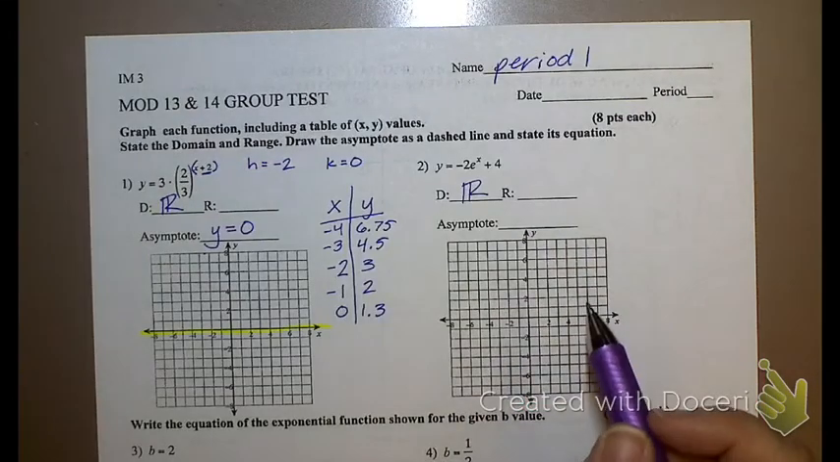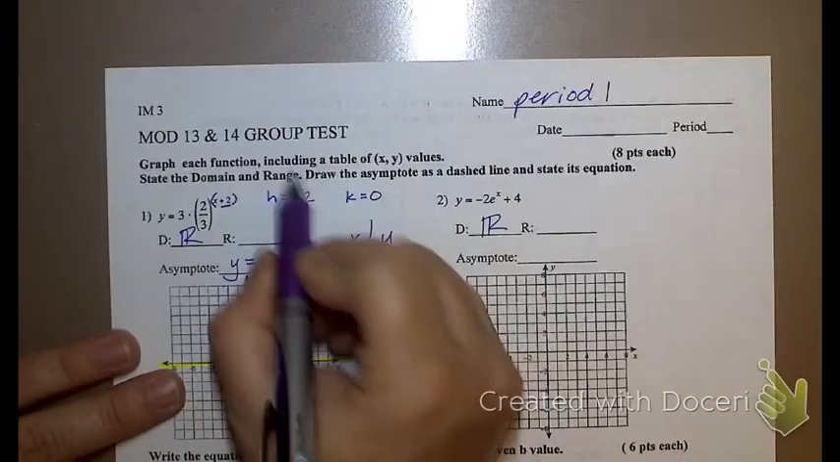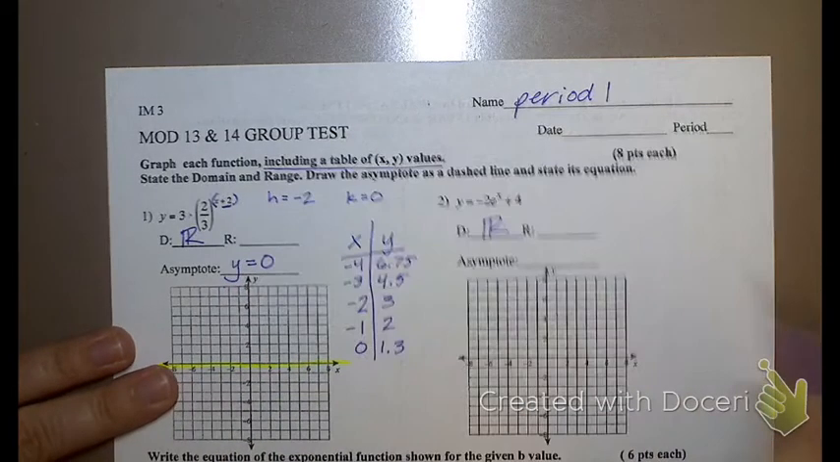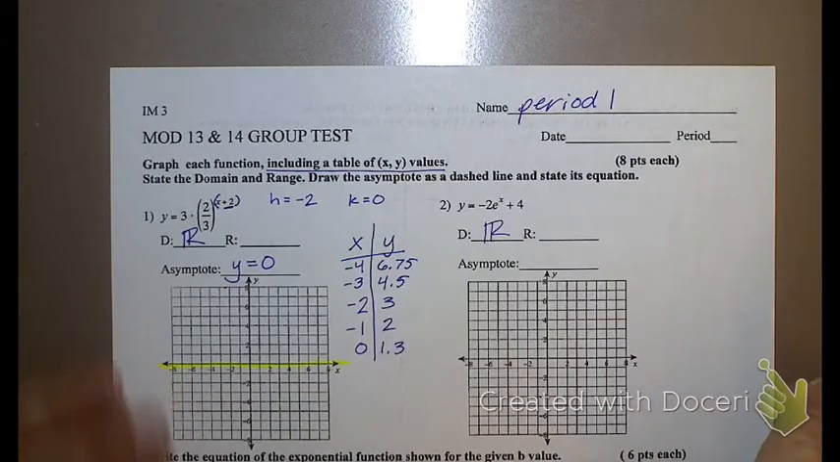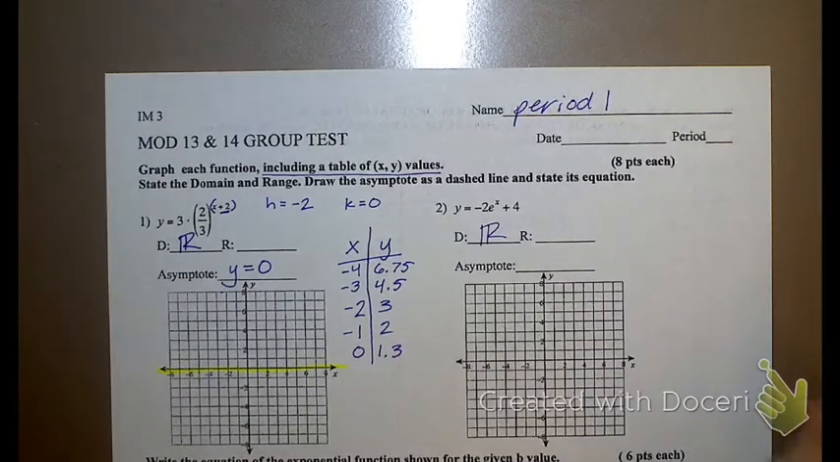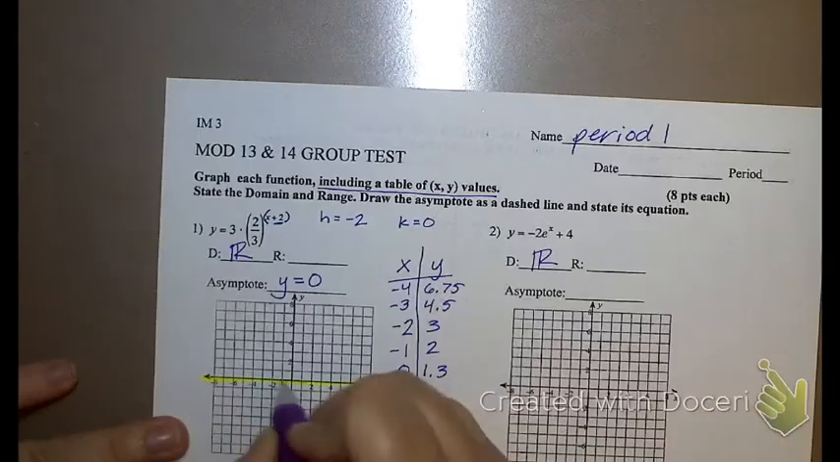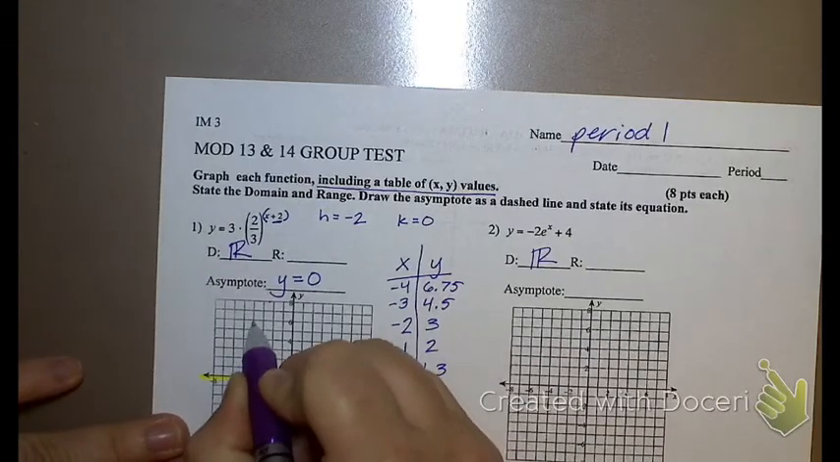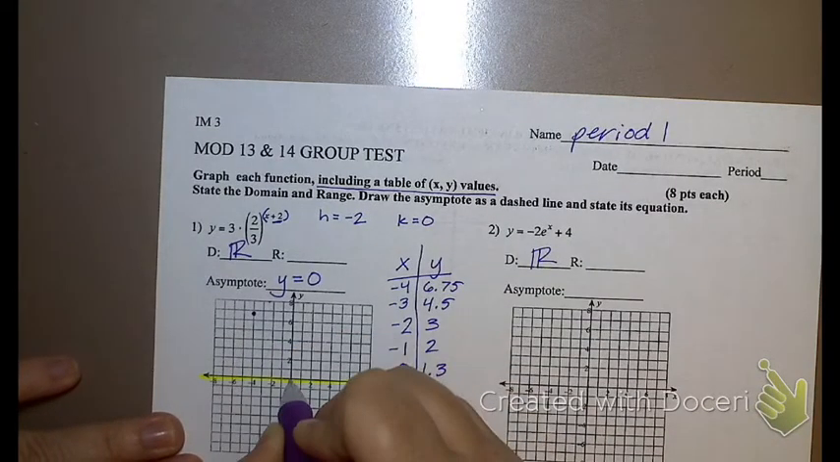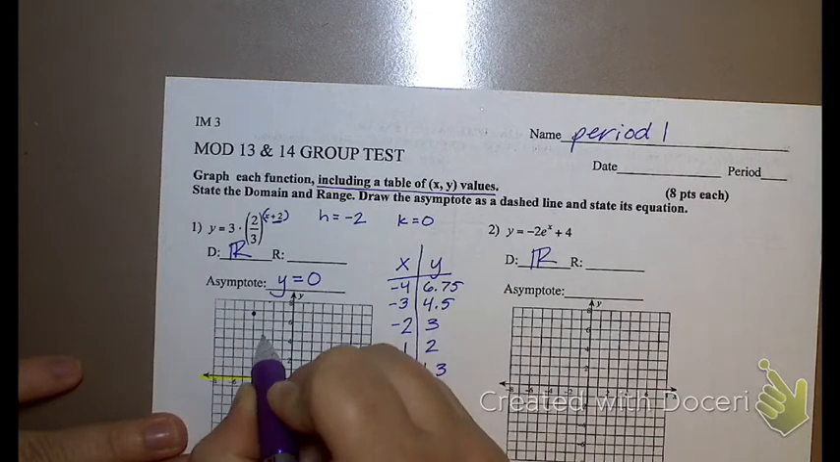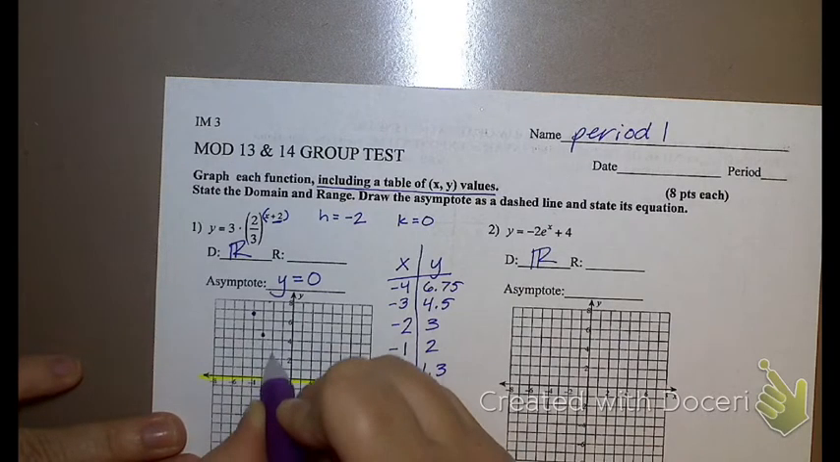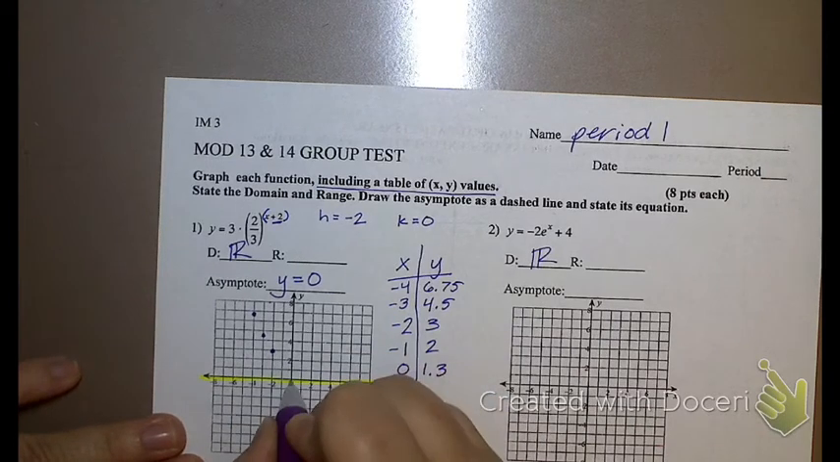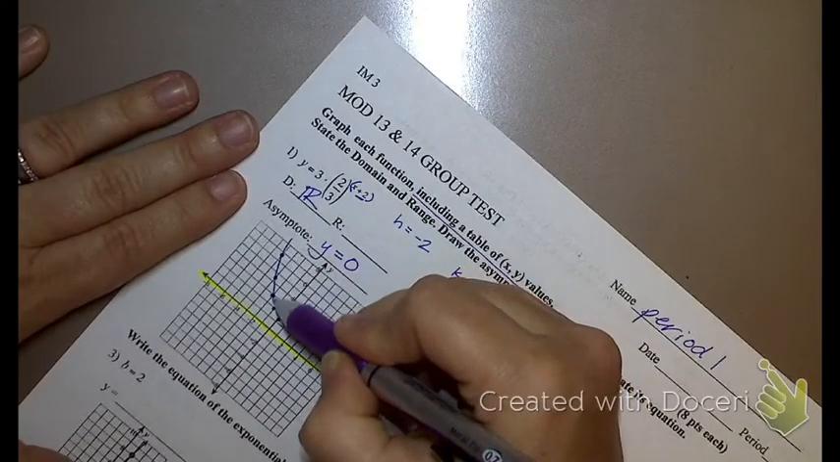Do I expect to see an XY table? Yes. Including a table of XY values. Yes, I expect to see it. Excuse me as I die. All right. Negative 4, 6.75. Negative 3, 4.5. Negative 2, 3, negative 1, 2, and 0, 1.3. So, my graph goes something like that.